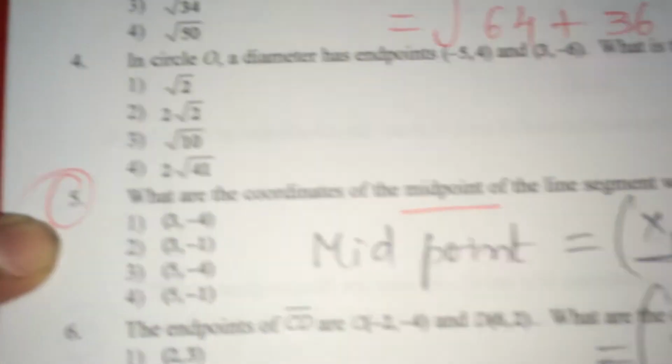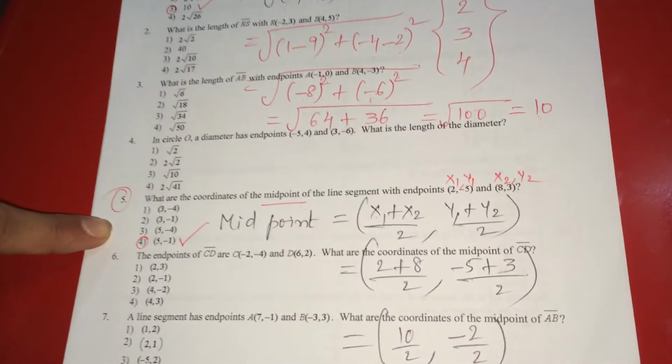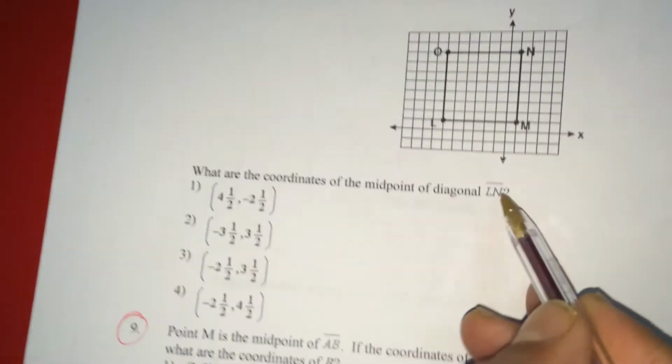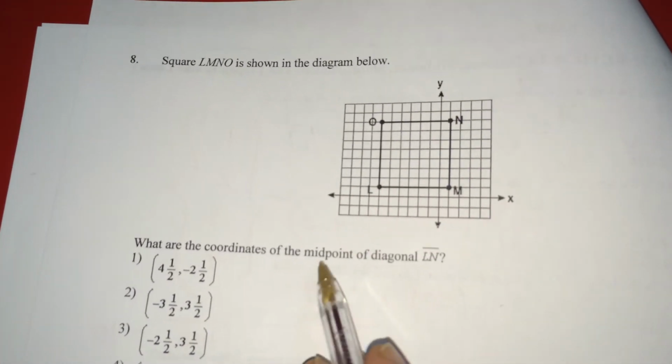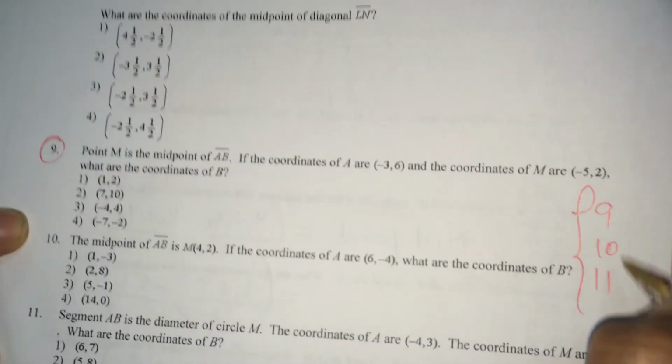For this (5, -1), when I search for the given answers for this 5th question, I got (5, -1) in choice 4. So in this way you have to do these problems. So please practice in the same model 6th, 7th and 8th. Though 8th is given in the form of a graph, for LN, first of all you have to write the coordinates for L and N, and thereby you take the midpoint, and then you find the coordinates of the midpoint of this LN. That is the procedure.